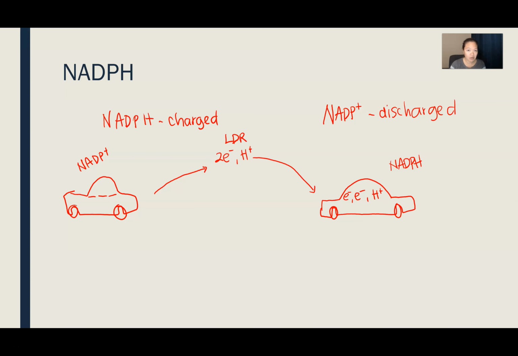Now, how do we release that? Well, we go to the light-independent reaction to remove those things. Once the light-independent reaction receives that Uber car, the 2 electrons and the hydrogen are dropped off. As a result, it goes back to NADP plus. So this is the process of how NADP plus is charged and how NADPH is discharged. I'm hoping the analogy with a car and passengers helps you understand the whole process.